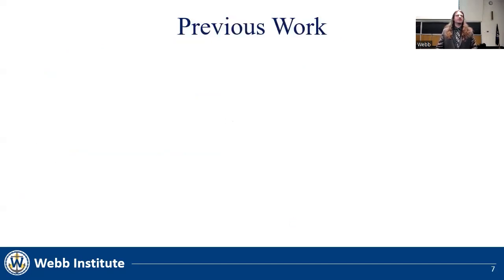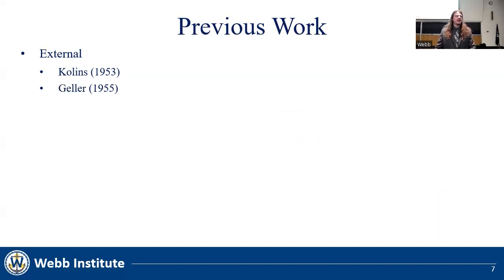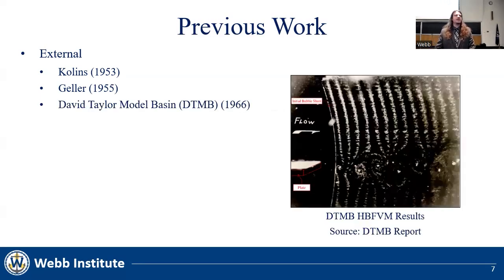There was little to no internal previous work for my thesis, so I had to rely on external sources. This included Collins in 1953, who was the first to use the method, where he visualized parabolic velocity distributions inside of a pipe. Geller in 1955 was the first to use a 0.025 millimeter diameter platinum wire, and the David Taylor Model Basin in their 1966 experiments, whose work my thesis was mostly based off of, was the most comprehensive.